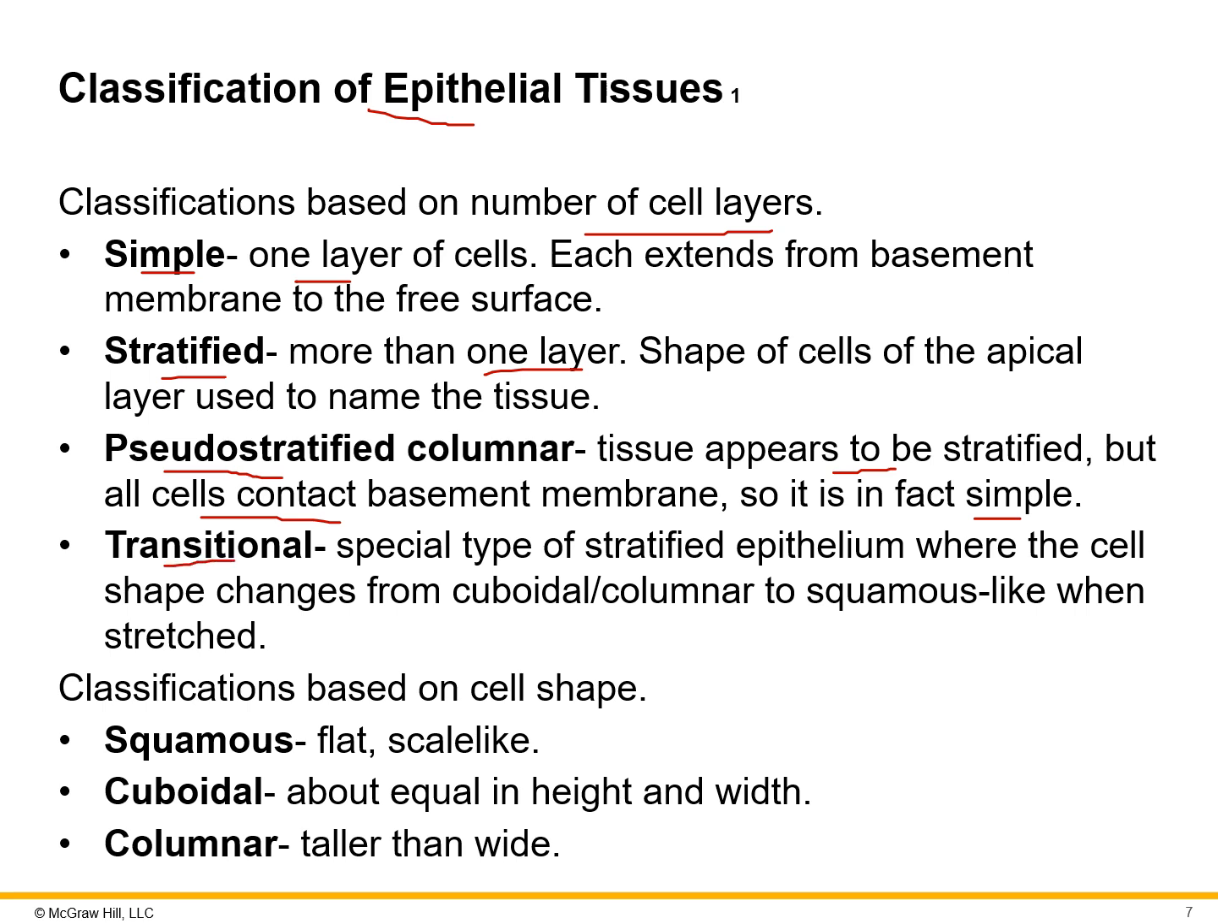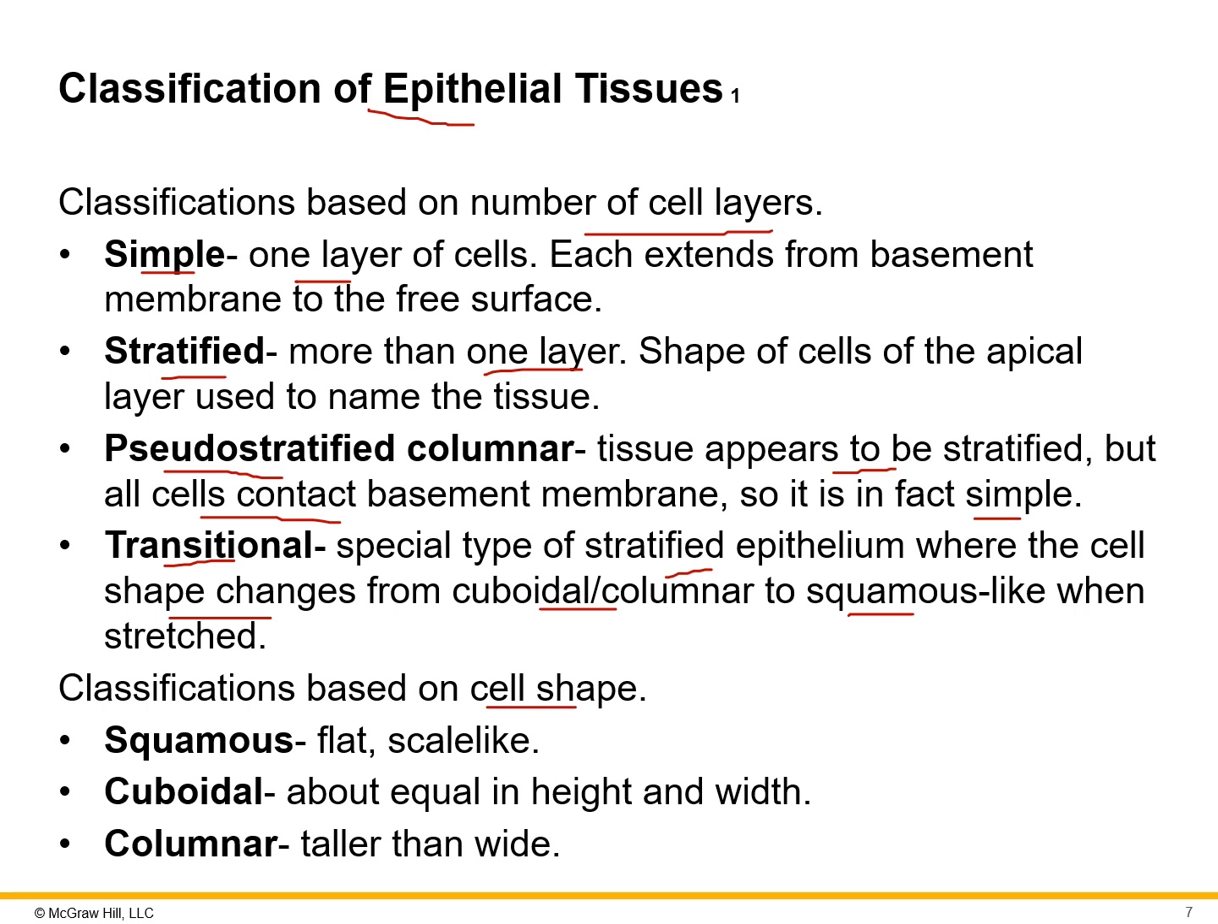And then there's also transitional. This is a special type of stratified, again, multiple layers, where the cells actually change shape, though, from cuboidal to columnar to squamous whenever they're stretched. So they may have one shape in one position, but they look a different shape in another position. So again, as they're being stretched.